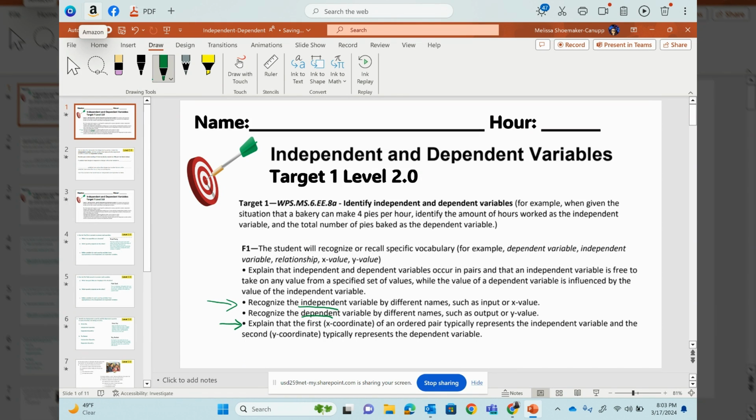We're also going to need to know that the first coordinate, the x, think about our coordinate plane, x and y. An ordered pair's first coordinate is the independent, so that's going to be the x. And then the y coordinate is usually the dependent. Okay, that's going to be super important for the rest of our targets on this. So that's just kind of a quick introduction.